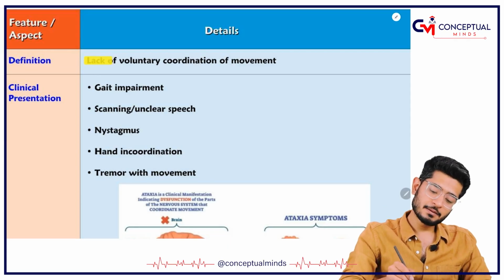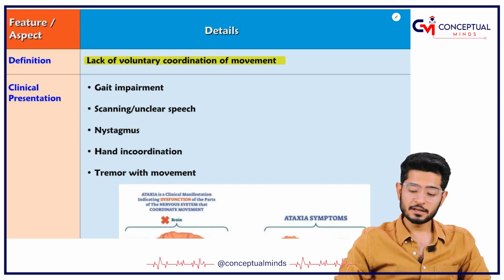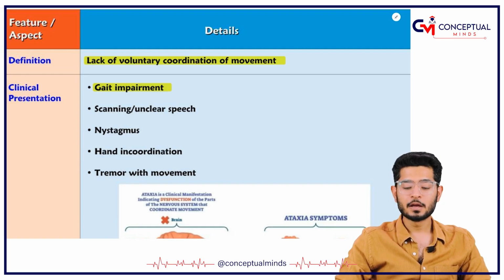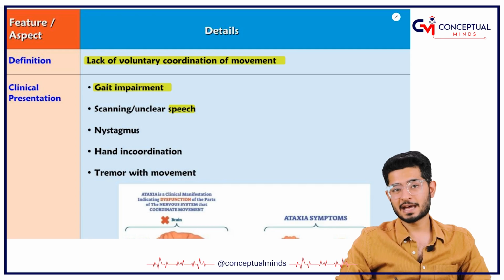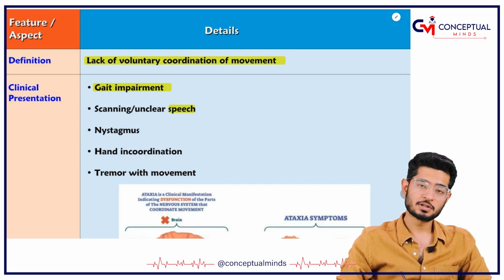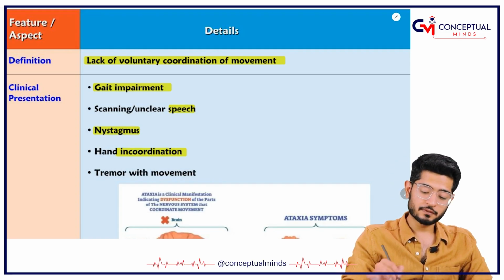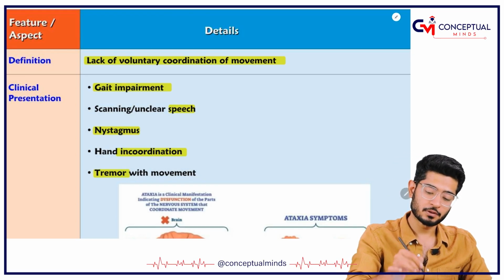So ataxia is nothing but lack of voluntary coordination of the movement. So voluntary coordination is absent in case of ataxia. So what is the clinical presentation? Of course, there will be gait impairment. And in ataxia, there are some speech problems also, like scanning speech, like unclear speech. There's going to be an eye issue as well, that is nystagmus. There is going to be incoordination of the hand as well, and of course there are going to be tremors with the movements.